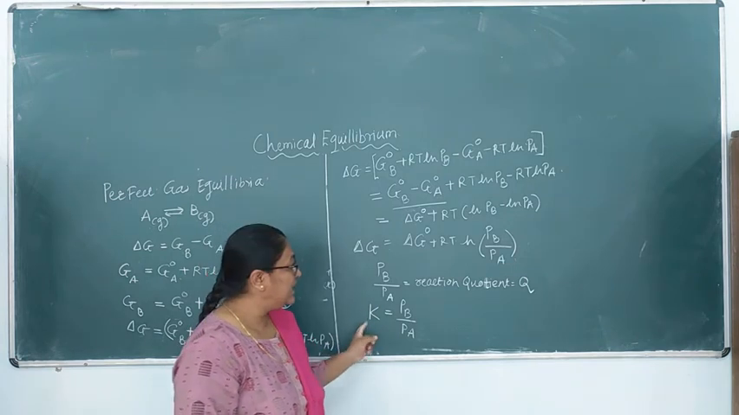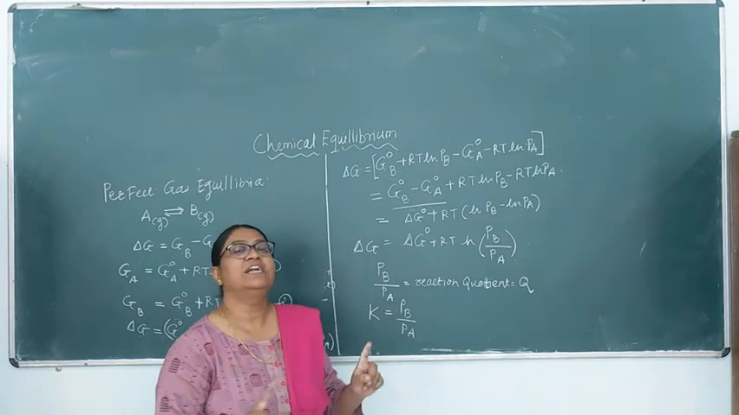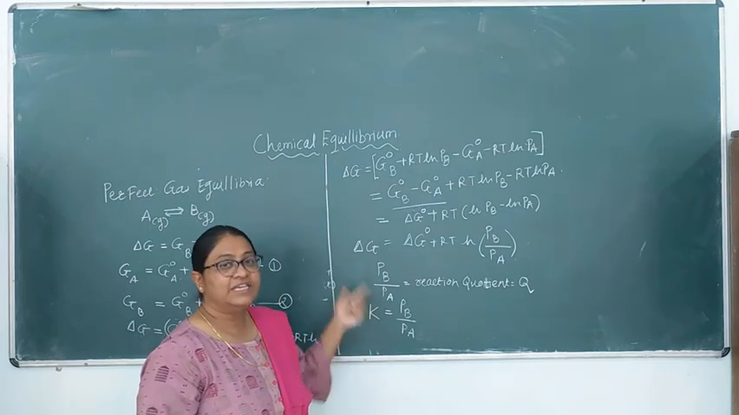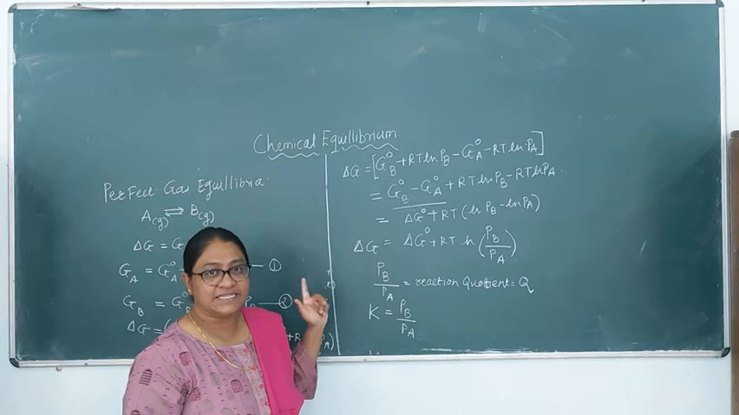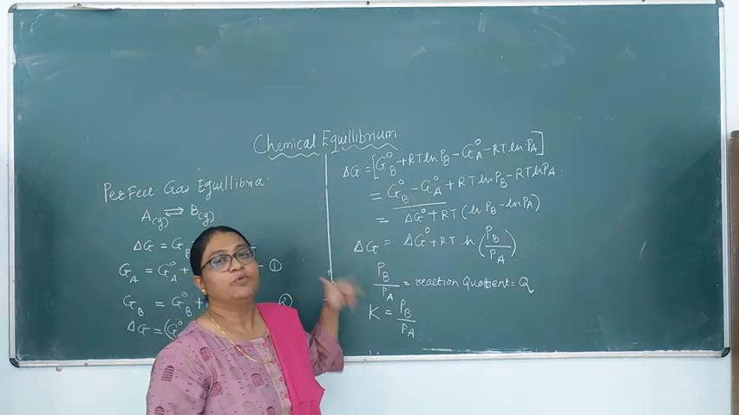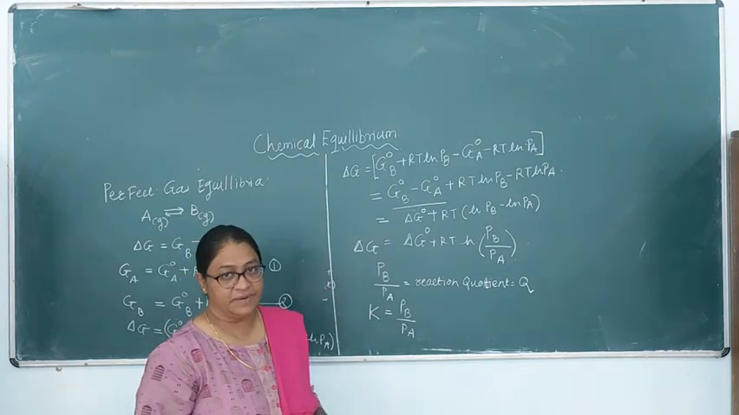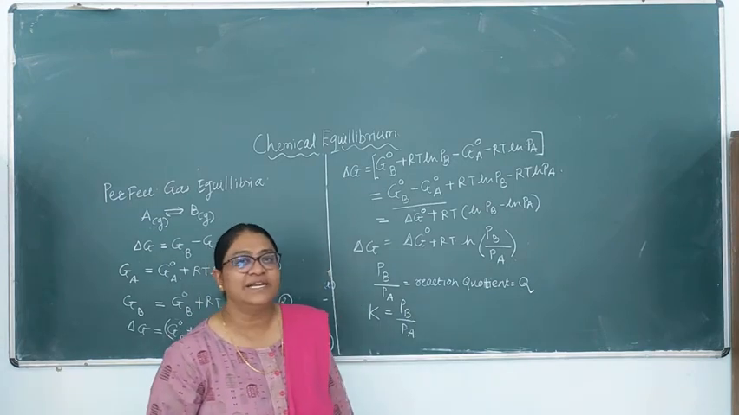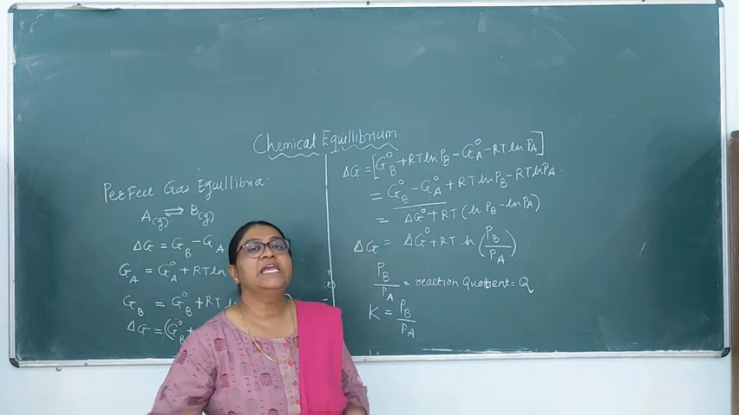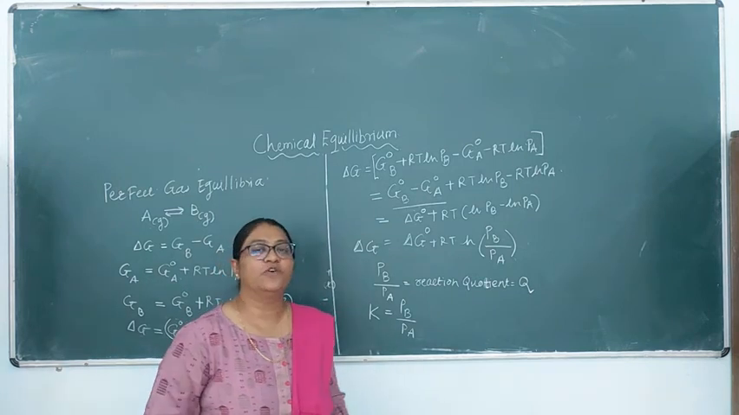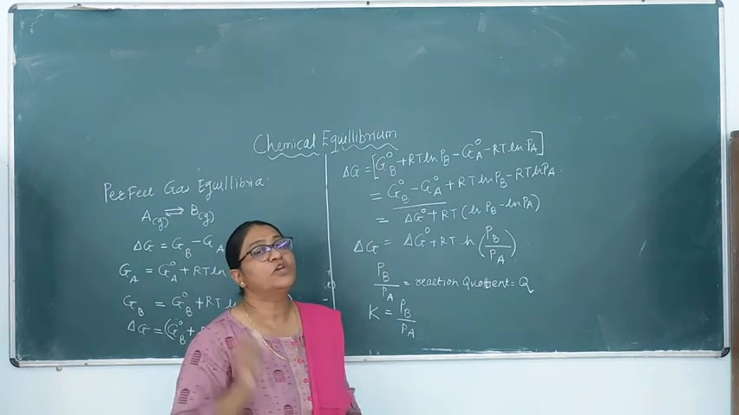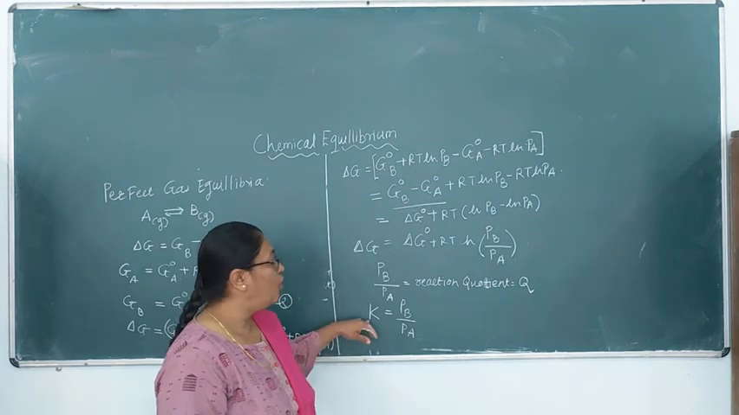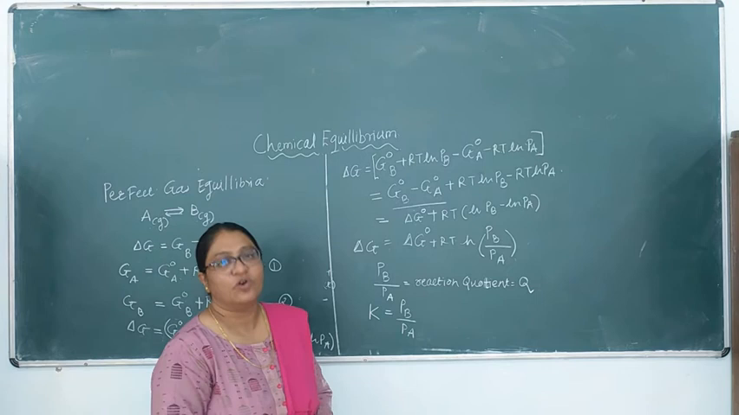That means K and Q are different. K is calculated when the reactant and product gas molecules are at equilibrium, while the reaction quotient Q can be calculated at any instant of the reaction. So I am saying that the value of Q is not always equal to the value of K, the equilibrium constant.